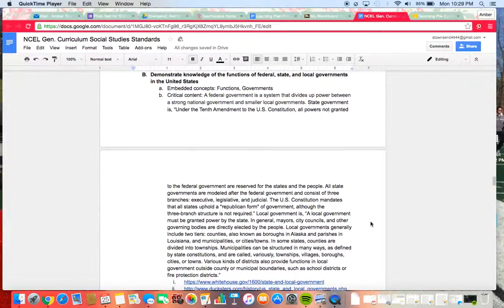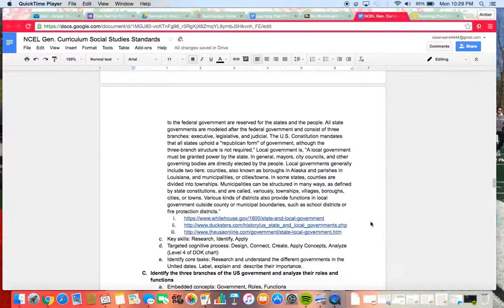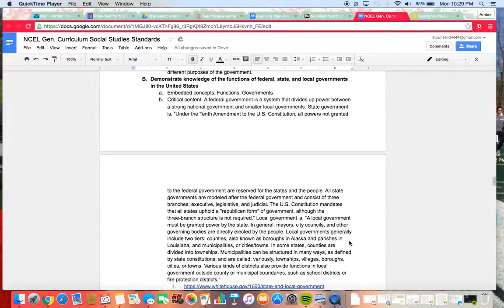The next part says to demonstrate knowledge of the functions of federal, state, and local governments in the United States. So the task here is to research and understand the different governments in the United States, label, explain, and describe their importance. And I think it's important to label and explain and describe their importance. That way you get the full research of what these different governments do.